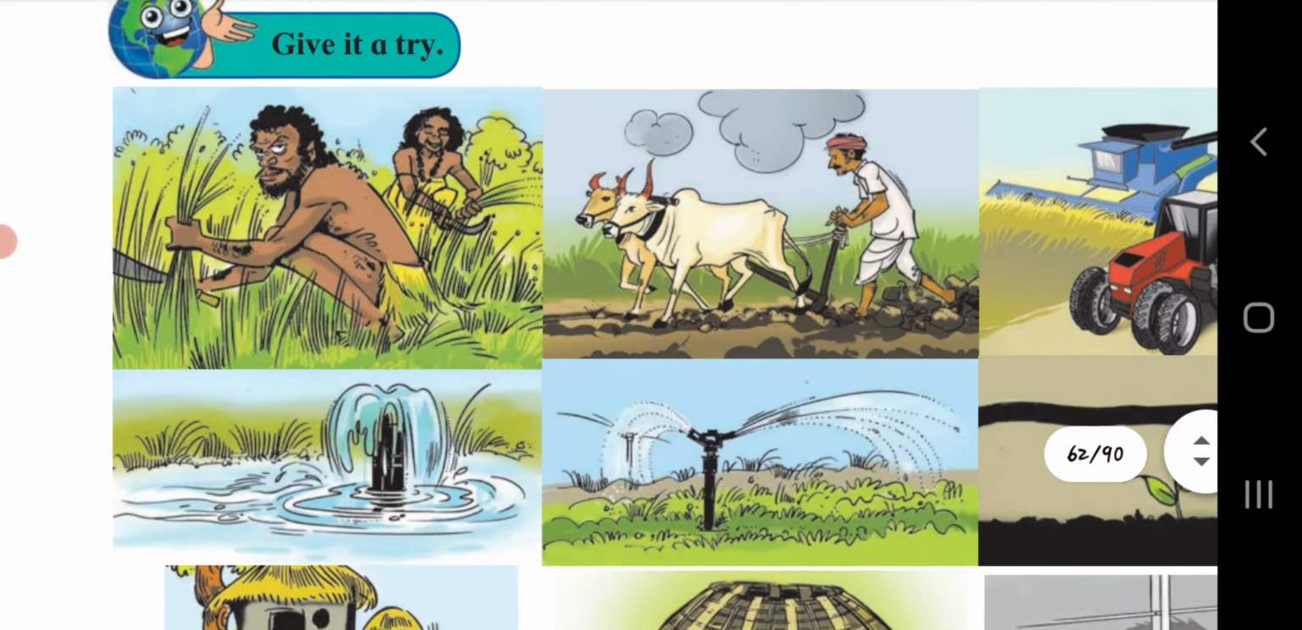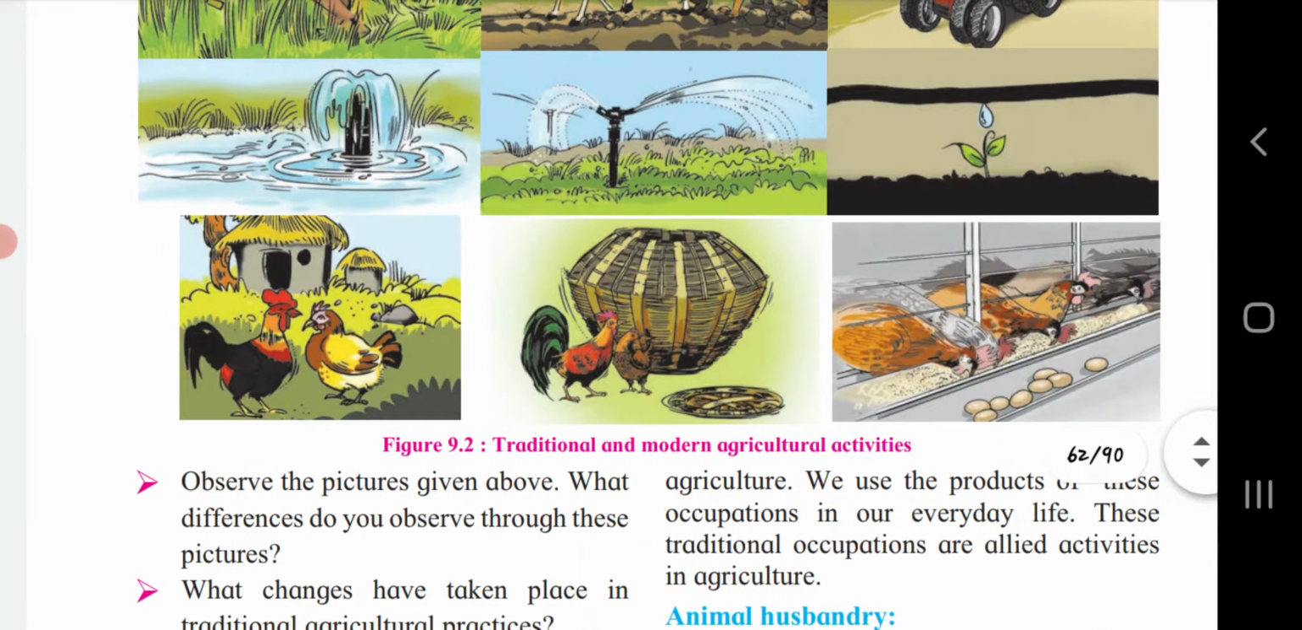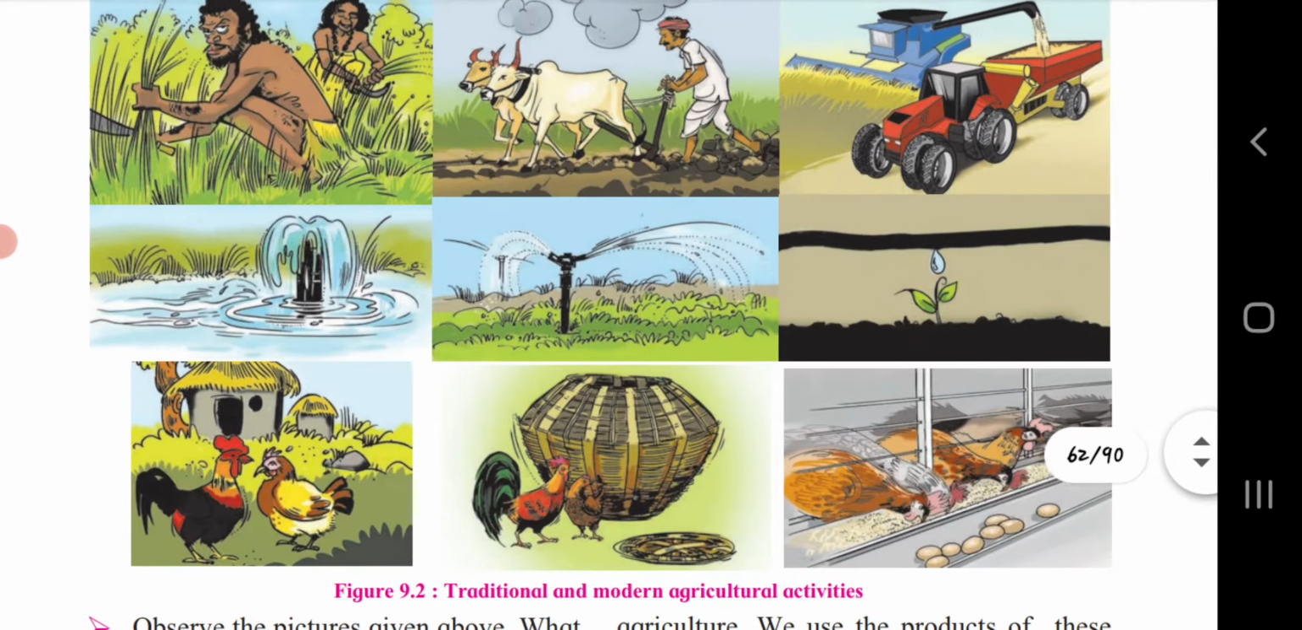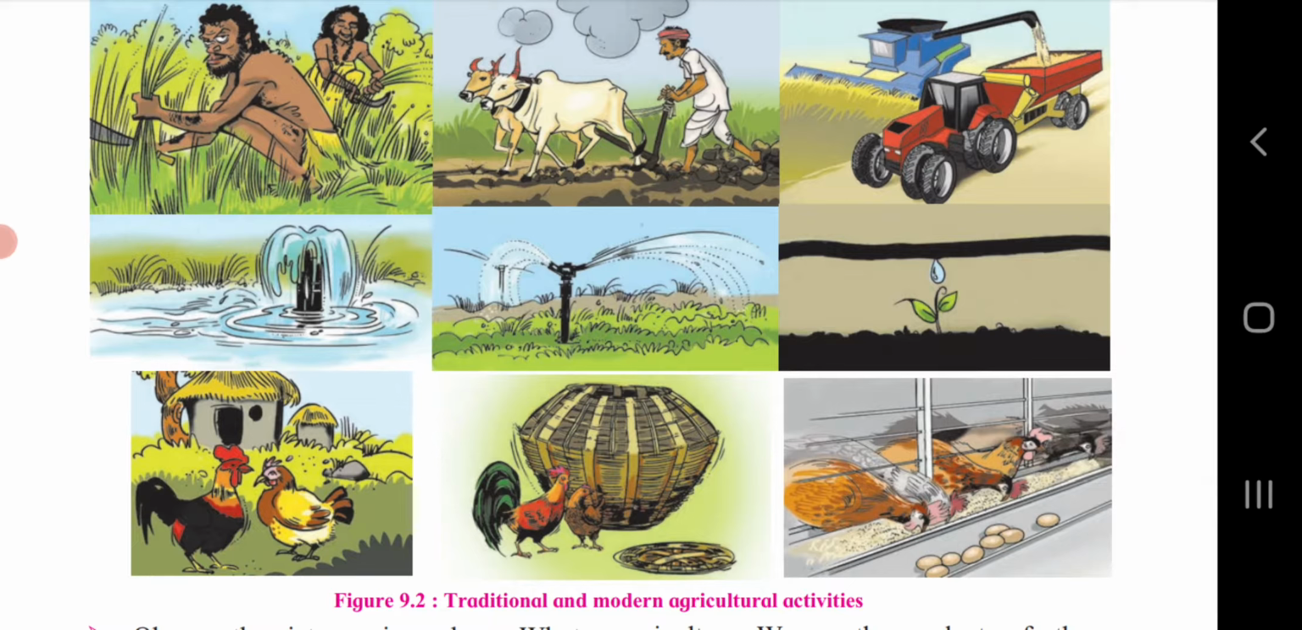Give it a try. Observe the picture given above. What difference do you observe through these pictures? So if you see all these pictures, 9.2, traditional and modern agriculture activities, the given pictures showcase the change and development we have made in agriculture production that is shown in this picture.